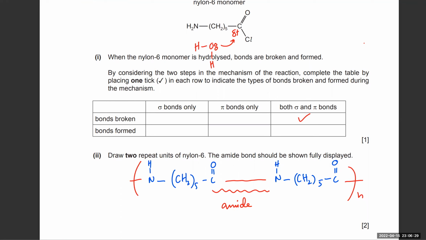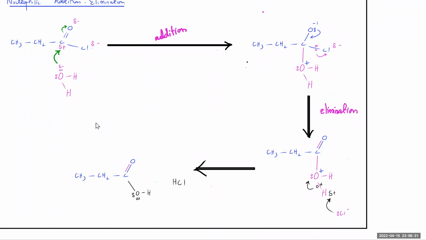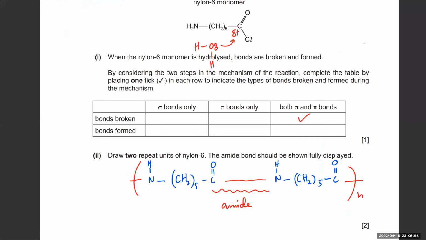Next step, what type of bonds are formed? I think only sigma bonds are formed. The first bond that is formed is between carbon and oxygen. That's a single bond, that's a sigma bond. What other bonds are formed? The pi bond forms back again. So we can say the pi bond forms as well. In the next step, the double bond reforms. So I guess we've got both sigma and pi bonds forming in the mechanism.